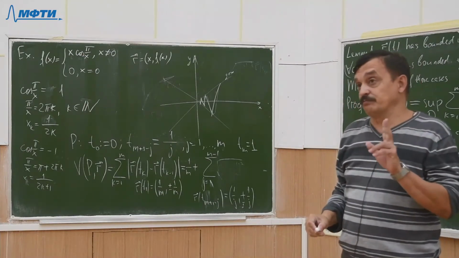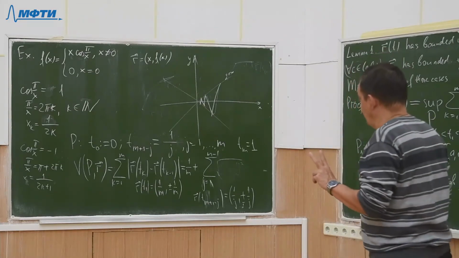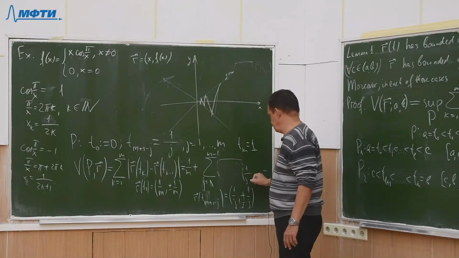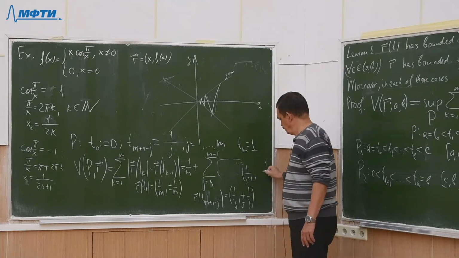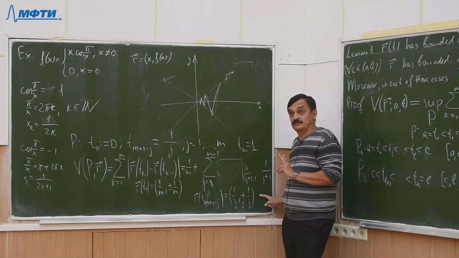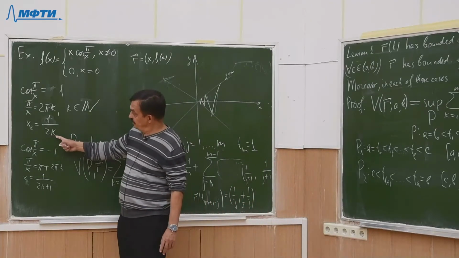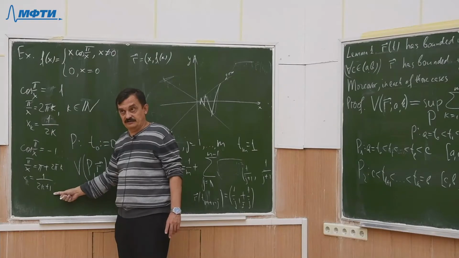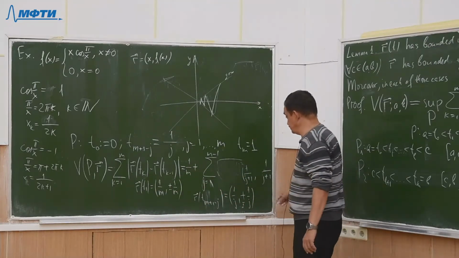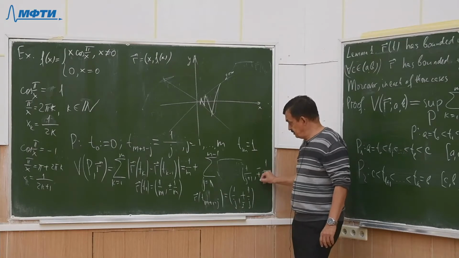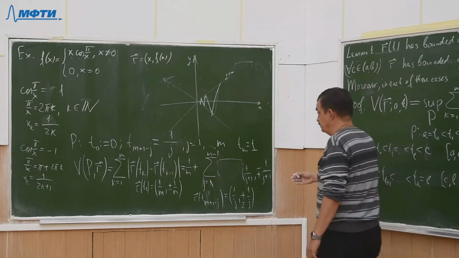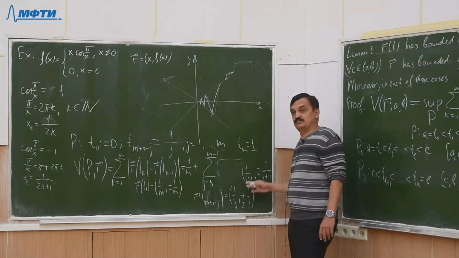But for neighboring points, what happens? 1 over j, and for the neighboring point, let's say, 1 over j plus 1. Which sign should we choose for two neighboring points? Look, for even we have plus, for odd we have minus, right? So opposite sign for neighbors. If here plus, then over there is minus, and vice versa, right? Okay, then these are neighbor points, right? What is the distance between those points?